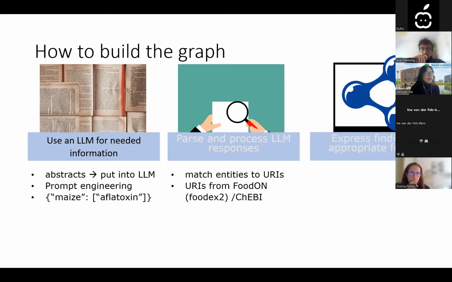What we get in the end can be, for example, as you see in the first column, maize contaminated with aflatoxin. Then we match those entities with URIs, the unique identifiers used in an ontology context. For the food items, we use FoodOn, specifically FoodEx2, which was developed by EFSA. For chemical hazards, for example, we use ChEBI for the URIs. After the matching process, we derive an RDF format to feed into our graph.